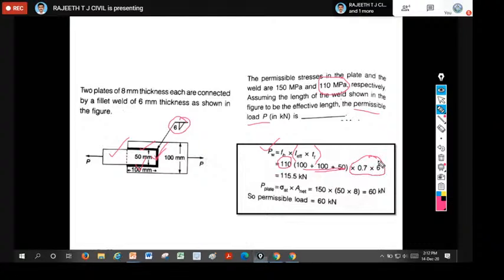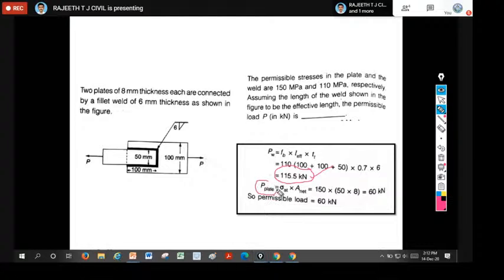K is 0.7. I told you for almost all problems K equals 0.7 if not specified, since the fusion faces will meet at exactly 90 degrees. So 0.7 into size of the weld, which is 6 millimeter here. Fillet size is given as 6 mm. Therefore, the load carrying capacity of the weld here is 115 kilonewton. What does it mean? If you apply more than this, the weld will fail. This is the capacity of the weld.